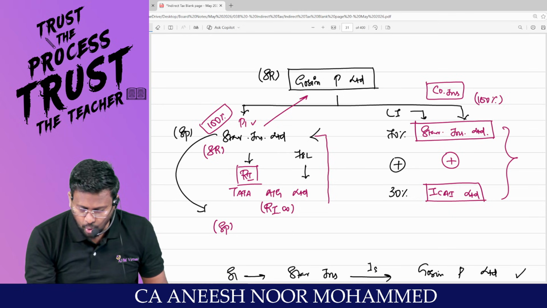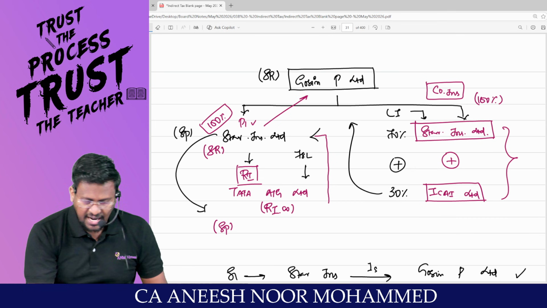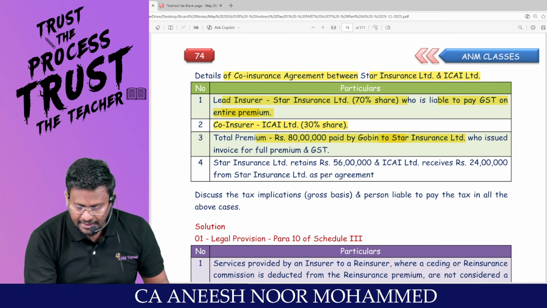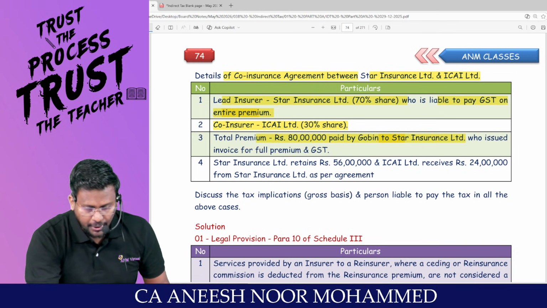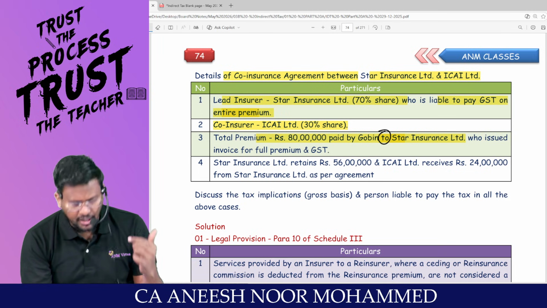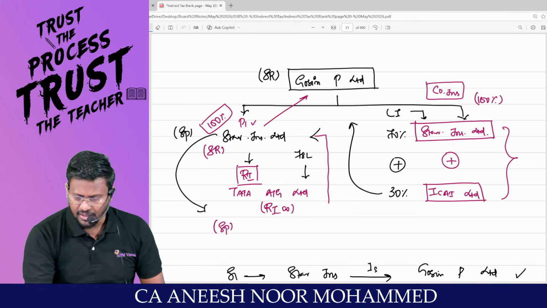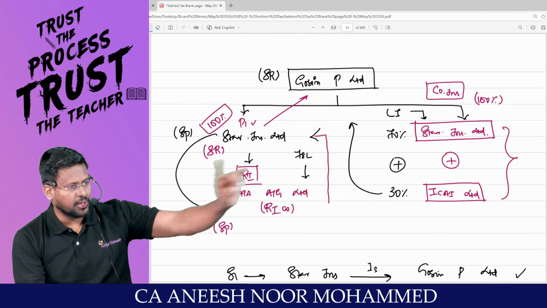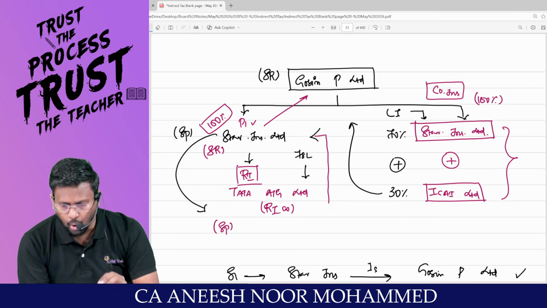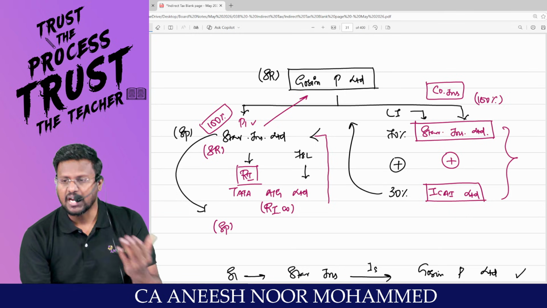ICAI, you don't go and talk with Gopin Private Limited. I will talk. Who will talk? Star will talk. That's why total premium 80 lakh paid by Gopin to whom? Star Insurance Limited, who issued invoice for full premium and GST. It's not like Star Insurance raised 70% value of supply and ICAI Limited 30% value of supply. No, 100% of the premium has been raised by Star Insurance Limited.